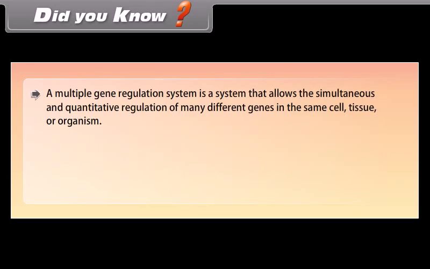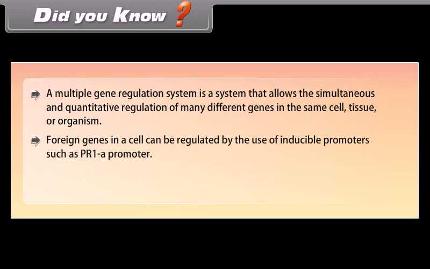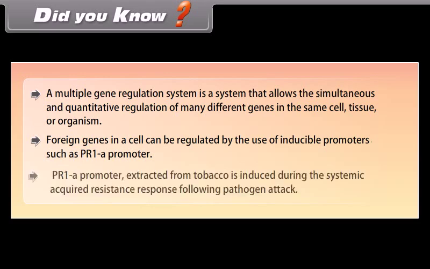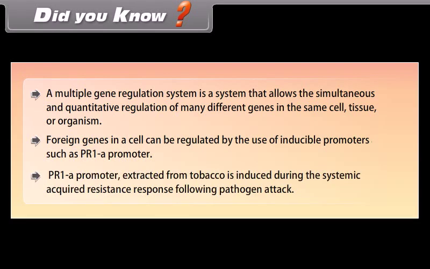Did you know? A multiple gene regulation system is a system that allows the simultaneous and quantitative regulation of many different genes in the same cell, tissue, or organism. Foreign genes in a cell can be regulated by the use of inducible promoters such as the PR1A promoter. The PR1A promoter extracted from tobacco is induced during the systemic acquired resistance response following pathogen attack.